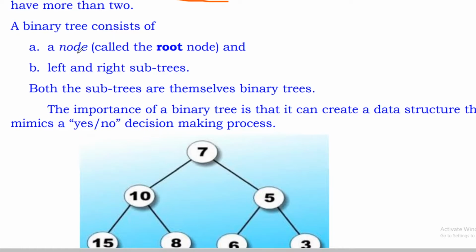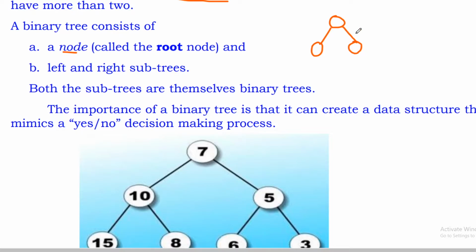In a binary tree we have a main node called the root node. Take an example: this is the root node, and we have a left and a right subtree. On this side we have a left node, or we can have a right one, at most.